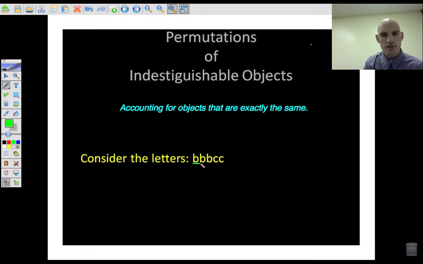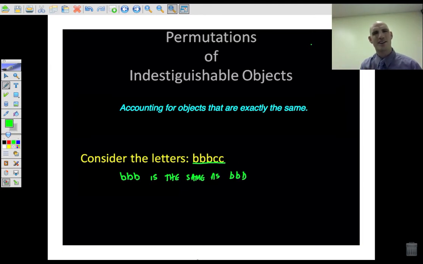So we're going to consider the letters B, B, B, C, C. We can arrange them in a certain number of ways. But if we see what starts to happen, B, B, B is the same as B, B, B. That sounds kind of funny to say, but this is really what we're dealing with. Dealing with permutations of indistinguishable objects is going to be about finding the total number of orders and dividing it by the number of ways there are to repeat those orders.